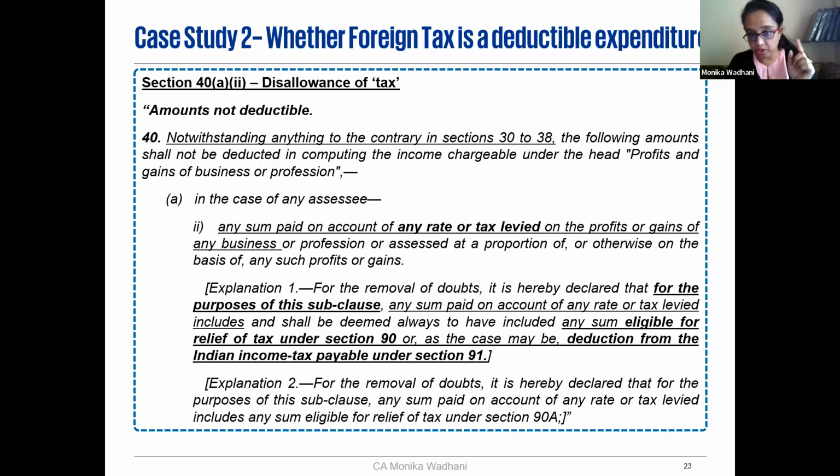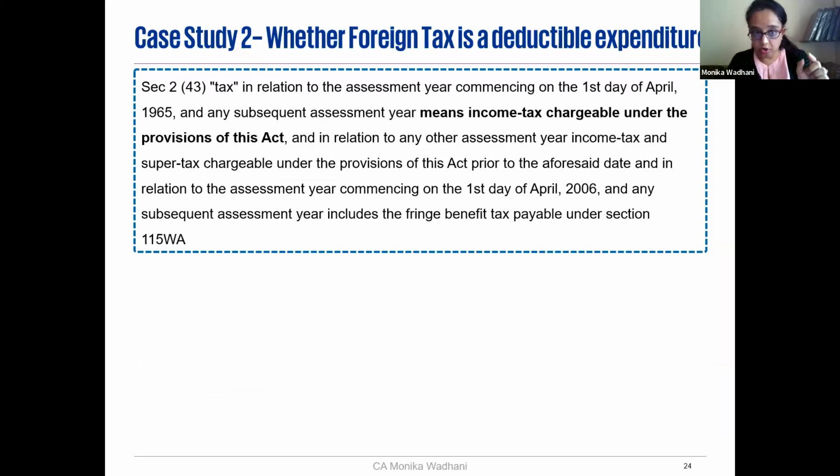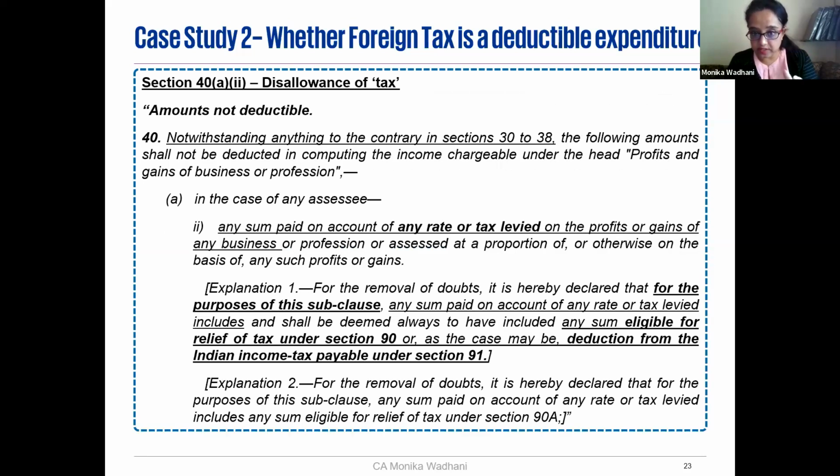Go to section 2, subsection 43 of the Indian Income Tax Act, which defines tax like this: tax in relation to assessment year commencing on 1st day of April 1965 and subsequent assessment years means income tax chargeable under the provisions of this Act. So if we go to section 2(43), it says tax means income tax chargeable under the domestic Income Tax Act. So the moot question is whether foreign taxes are covered for the purpose of section 48(2) or not.